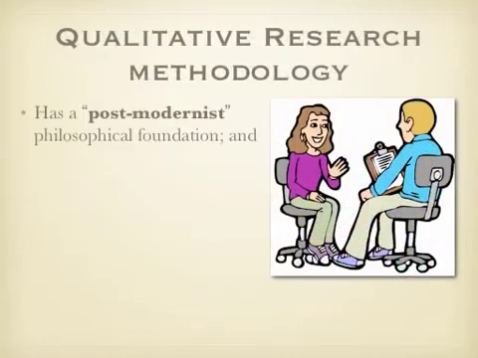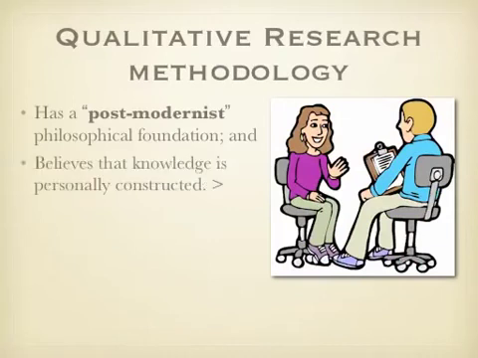The qualitative research methodologist has more of a postmodernist philosophical foundation, and believes that ultimately knowledge is personally constructed. You construct a view of the world that is different than anybody else who constructs that view of the world, and through that view you look at your world and surroundings. You have a lens, you have a bias that is inescapable, and because of that there is no such thing as an objective reality that can be understood by all people equally.